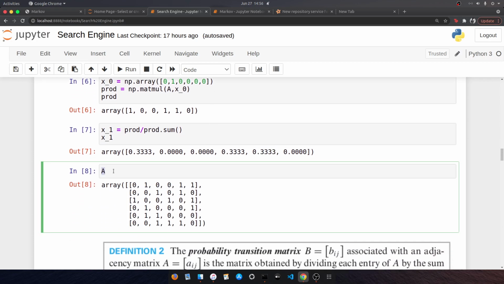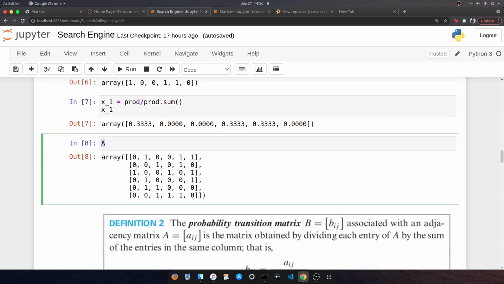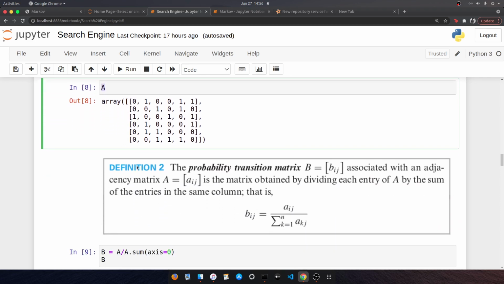Again, this is our adjacency matrix from above. Then we introduce another definition, the probability transition matrix. So basically, this probability transition matrix is computed from our adjacency matrix. It normalizes its columns so that each column can be thought of as probability. To explain it better, let's look at an example. Let's try to compute the probability transition matrix B using our adjacency matrix A.